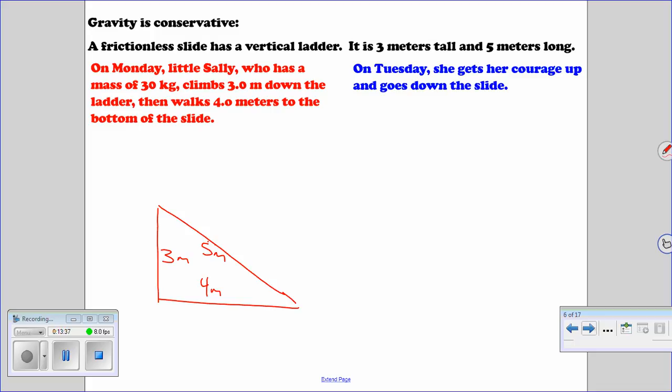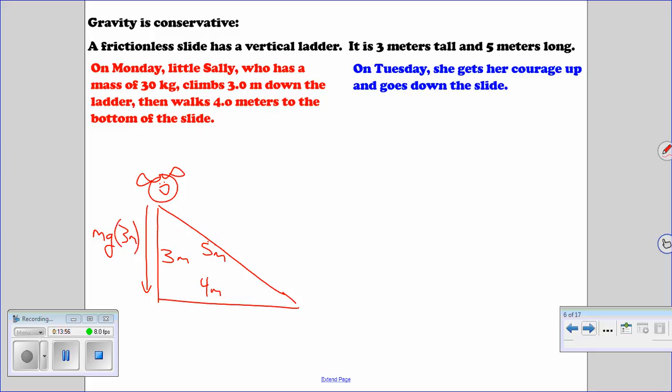So it says on Monday, Sally has a mass of 30 kilograms. She's going to climb down the ladder and then walk to the bottom of the slide, right? So here's Sally. So if she goes down the slide, then gravity is going to do a work equal to mg times 3 meters, right?